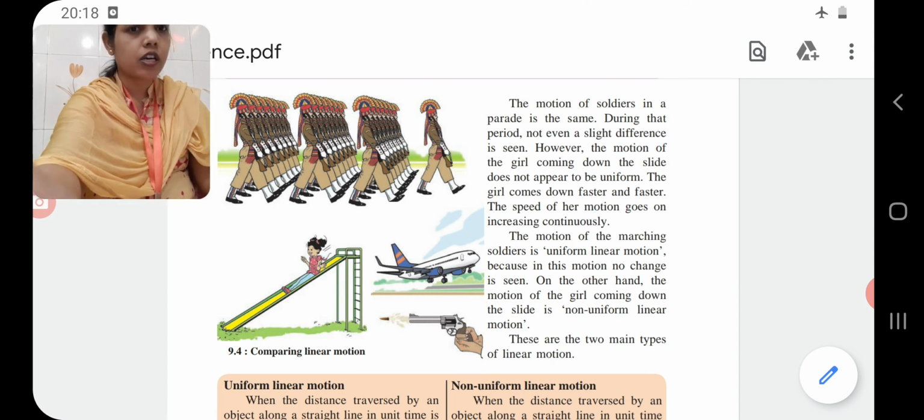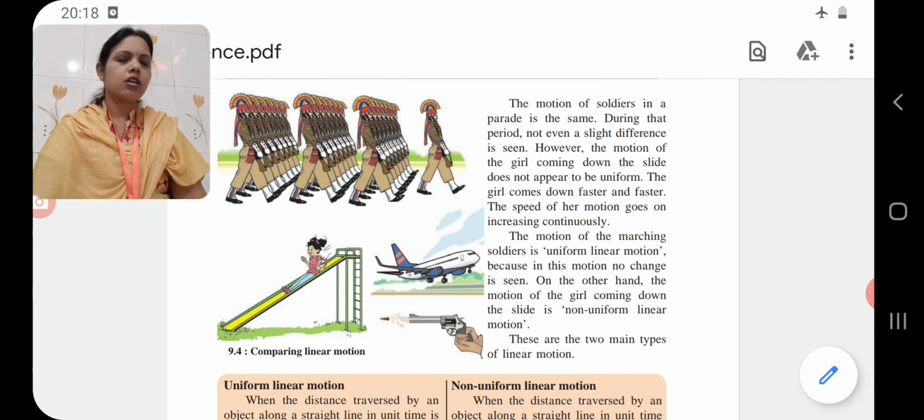Linear motion, I told you, is the motion of a vehicle which moves in a straight line. Here the next example is related to that only. In non-uniform linear motion, I told you the motion of a car or any vehicle traveling on the road at different speeds is called non-uniform linear motion.